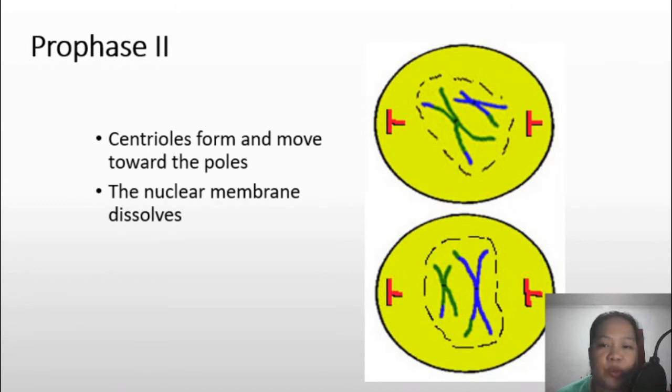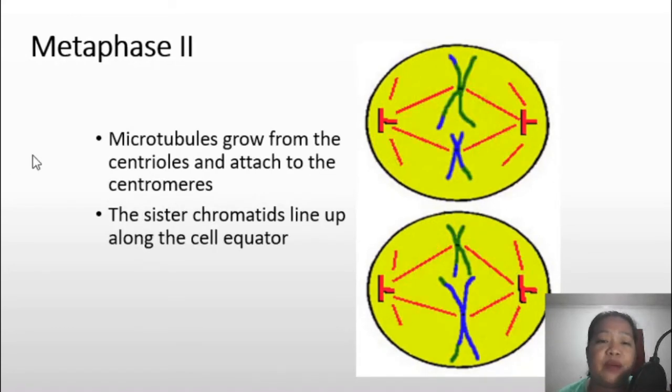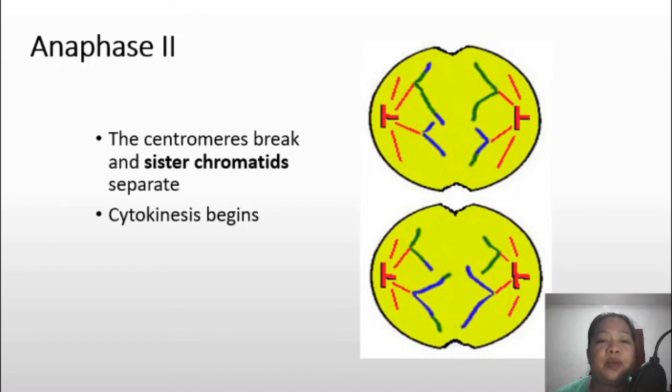Now let's have prophase 2, which is part 2 of the meiotic division. Centrioles form and move toward the poles. The nuclear membrane dissolves. Metaphase 2, the microtubules grow from the centrioles, forming spindle fibers that attach to the centromere of the chromosomes, then aligning all the chromosomes at the equator. Next, we have anaphase 2, in which the centromere breaks and the sister chromatids are pulled to each pole. Then as the chromatids pull towards the pole, the cytoplasm starts to undergo cytokinesis.